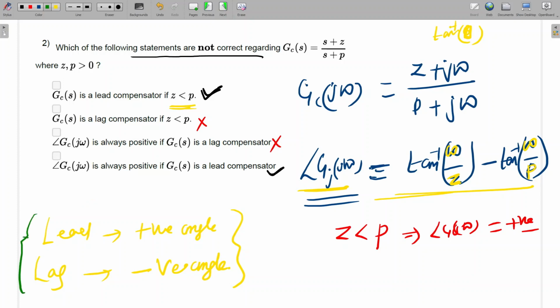Lead means it should contribute always positive angle. Lag means it will contribute negative angle for all values of omega. So what is written here, always positive is a lag. Lag means always negative, so it is incorrect. This is always positive lead. Lead means always positive. So these two are correct and these two are incorrect. But according to the question, these two are the options which are not correct. Is it clear to all? Okay. Moving to the next question.